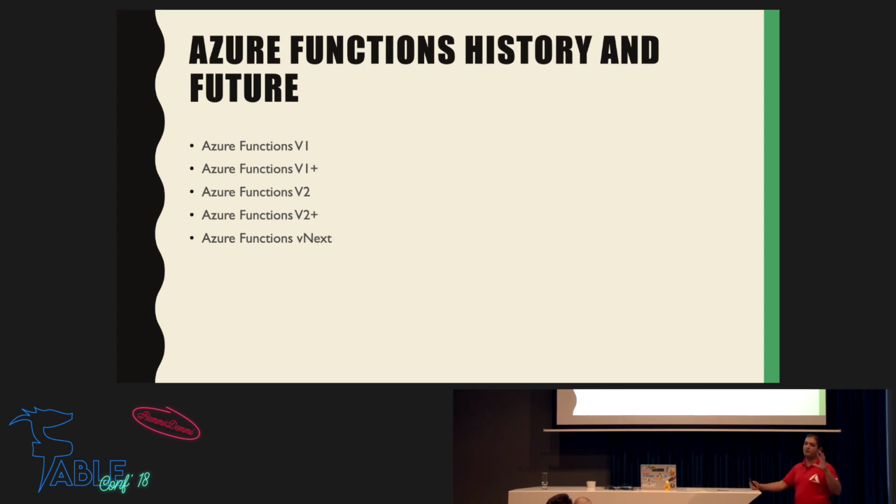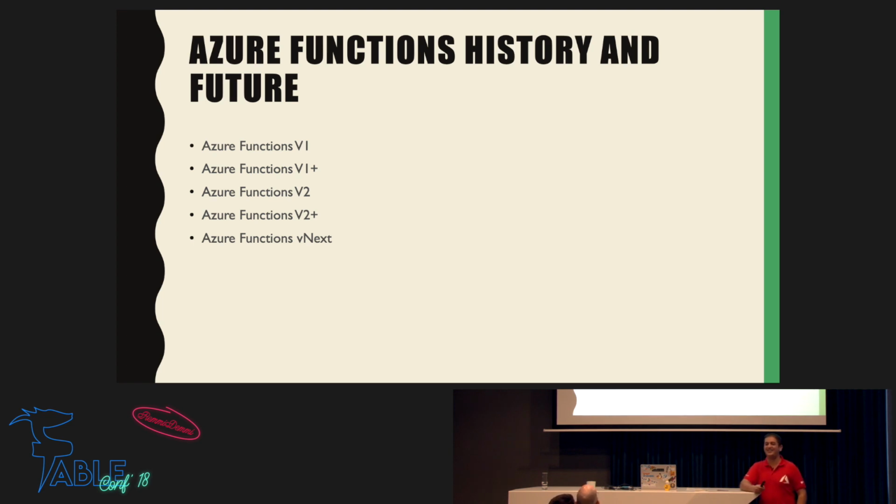So there were a few different versions of Azure Functions. At some point there was a V1, and then there was a V1 Plus, and then a V2, and a V2 Plus. Just so you get an idea how this started.